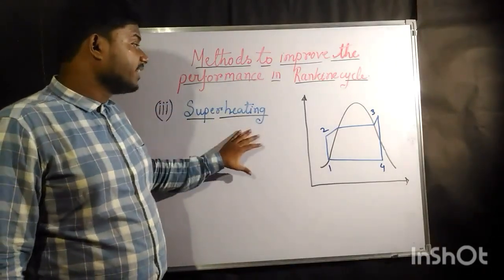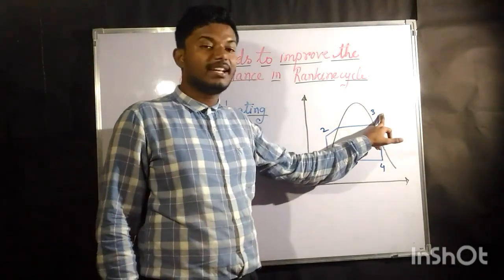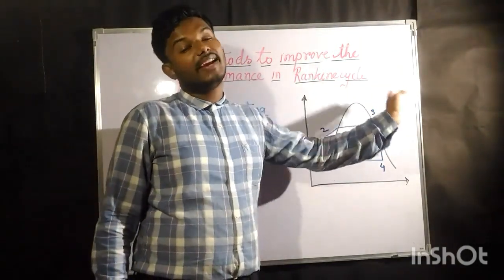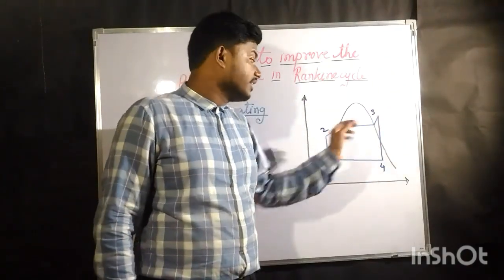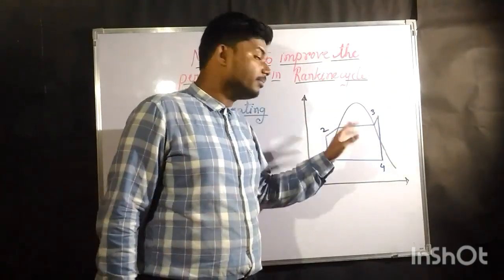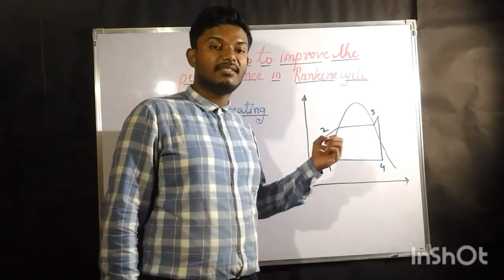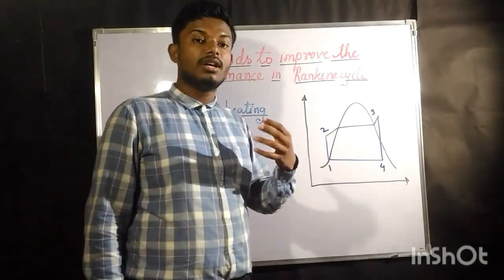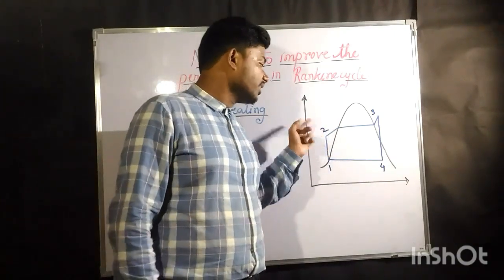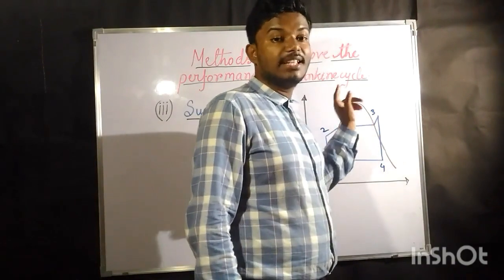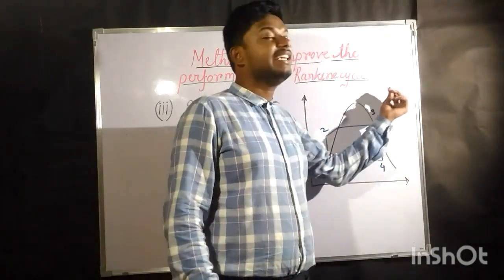The next process is superheating. Superheating means after reaching the saturated vapor position, we are going to heat the steam more, superheat it again. In the general Rankine cycle, from 1 to 2 we pump it, or we increase the pressure of the water. Then from 2 to 3 we heat it. After reaching the saturated liquid line, we heat it again.